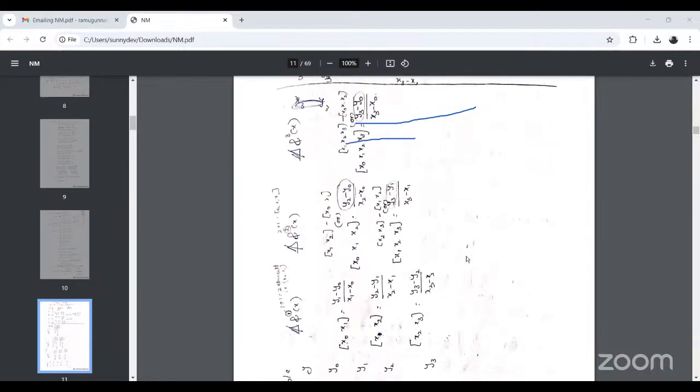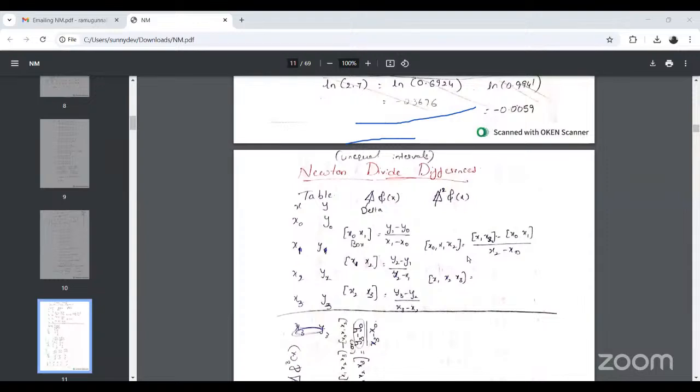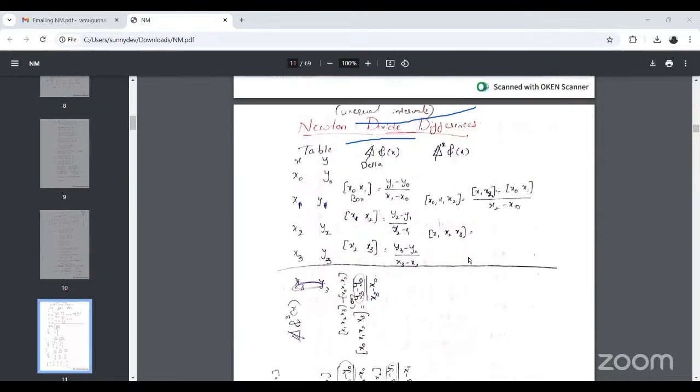Now, another important formula, Newton's divided difference formula. This is used for unequal intervals. Lagrange's and Newton's divided difference formulas can both be used for unequal intervals.